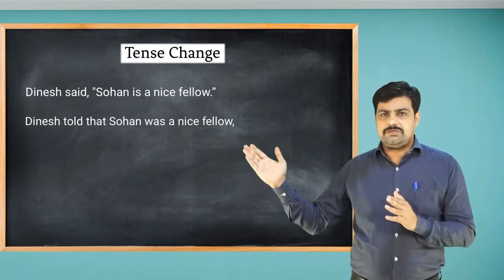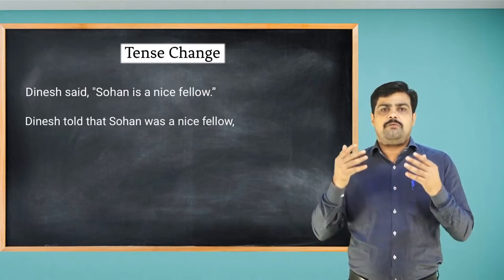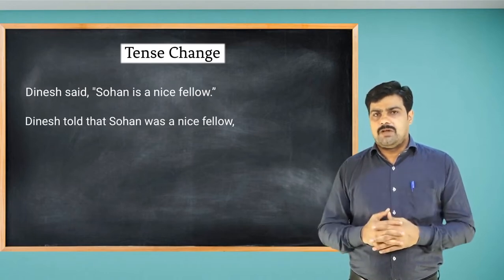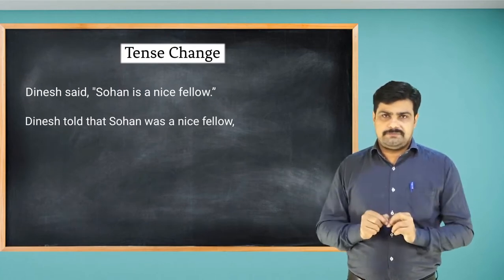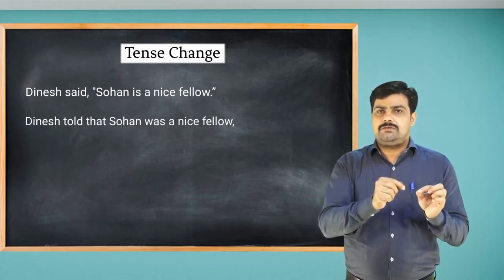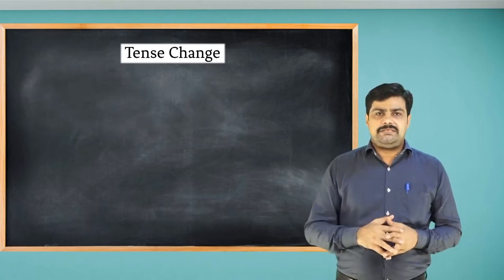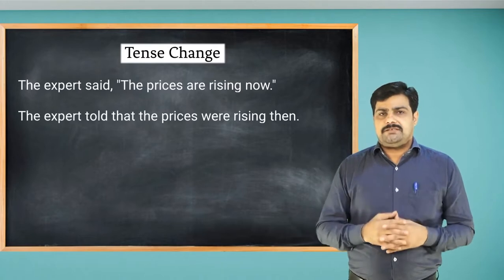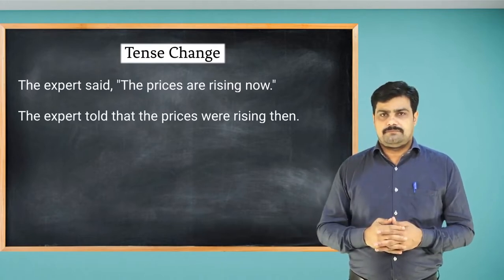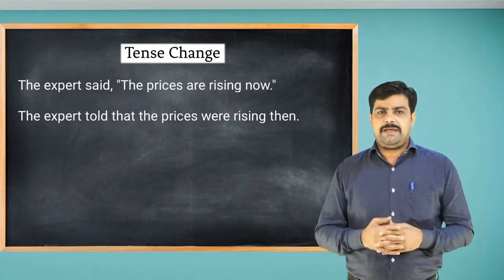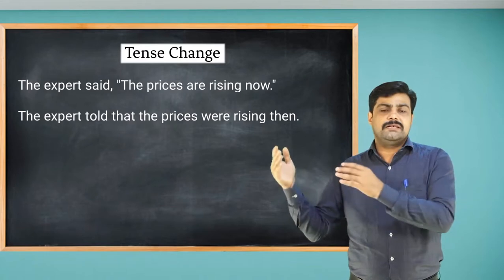Now it is a sentence on the screen. Dinesh told that Sohan was a nice fellow. So is changed into was. Simple present to simple past. Let's take another sentence. The expert said, the prices are rising now. Changing into indirect speech, the expert told that the prices were rising then.